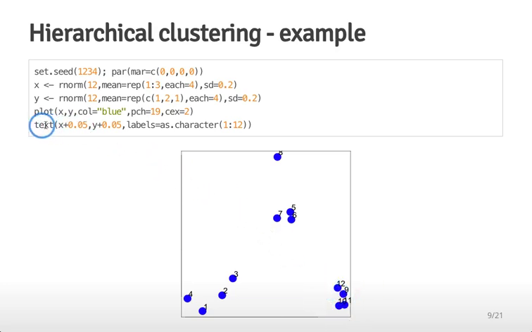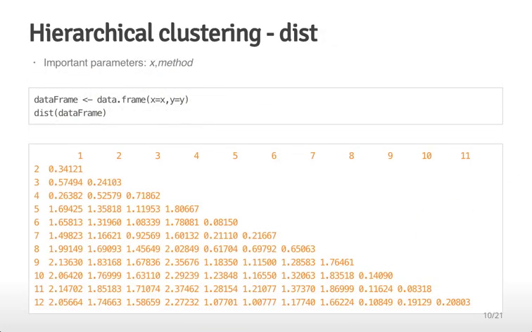I've also used the text command to label them with the numbers so it's a little easier to see. How hierarchical clustering works is first it calculates a distance between all of the different points. In this case there are 12 points that we've observed, and we're going to calculate the distance based on their x and y values. To do that I create a data frame that has the x values and the y values for the points, and then I use the command dist, which calculates the distance between the points.